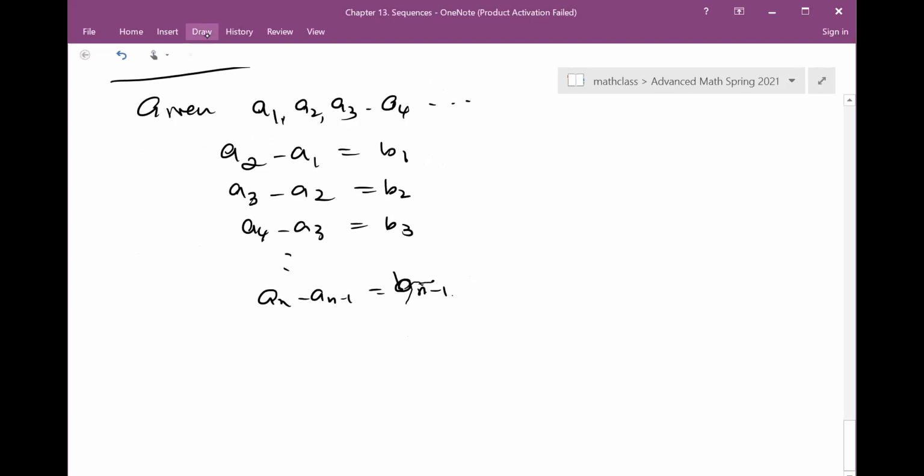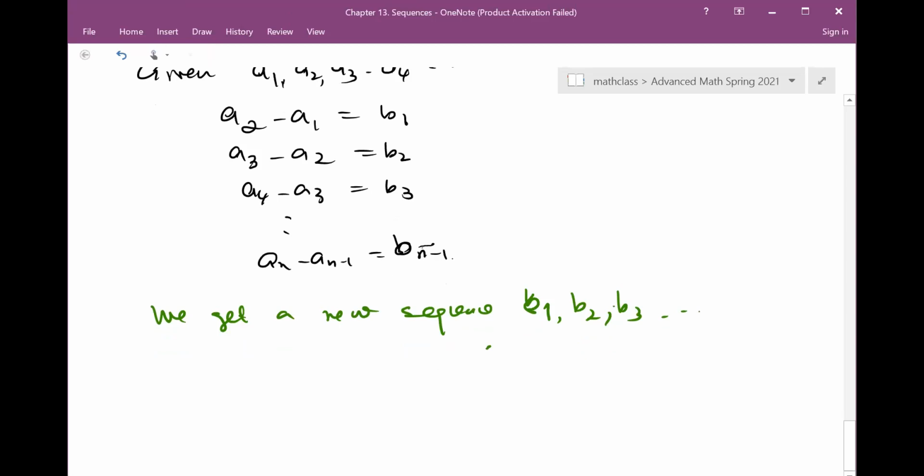All right, so now what? In general, it's not going to be constant. So we get a new sequence, B1, B2, B3. Sometimes it's easy to figure out the pattern for the new sequence. Then I can get a general formula.